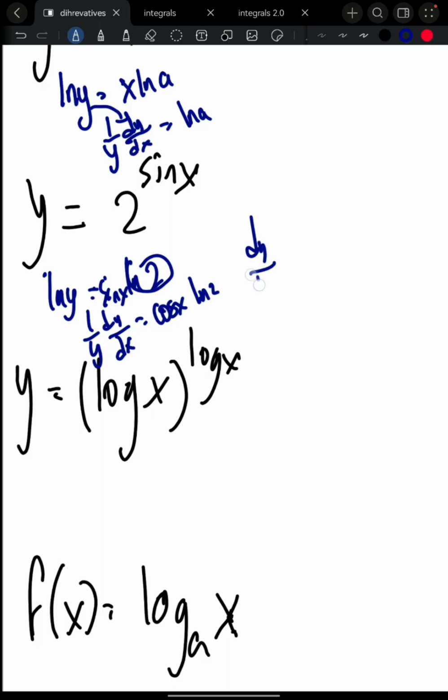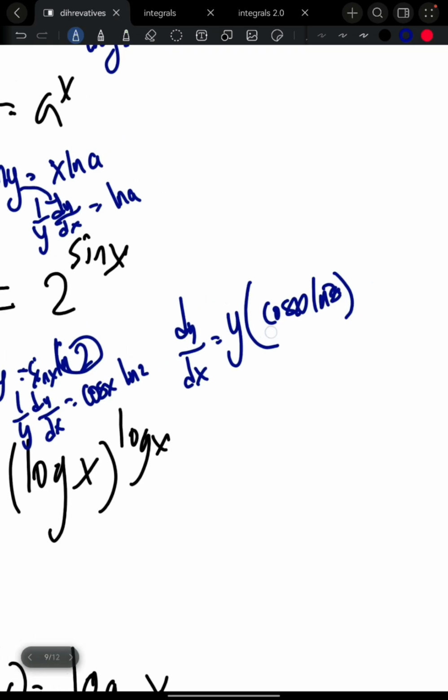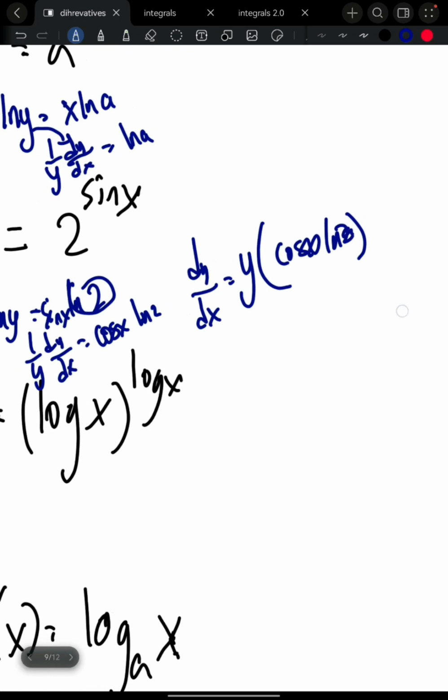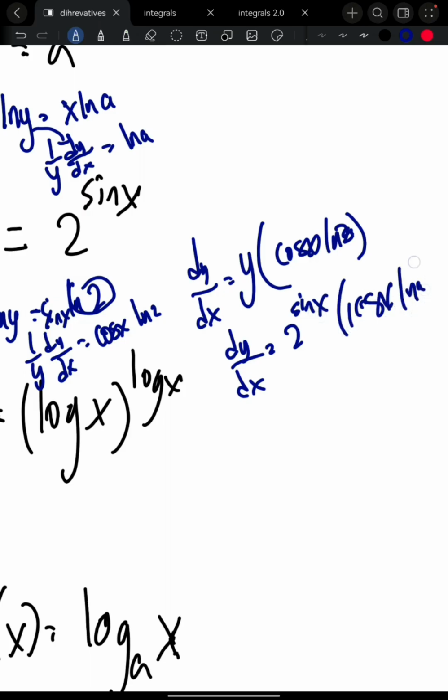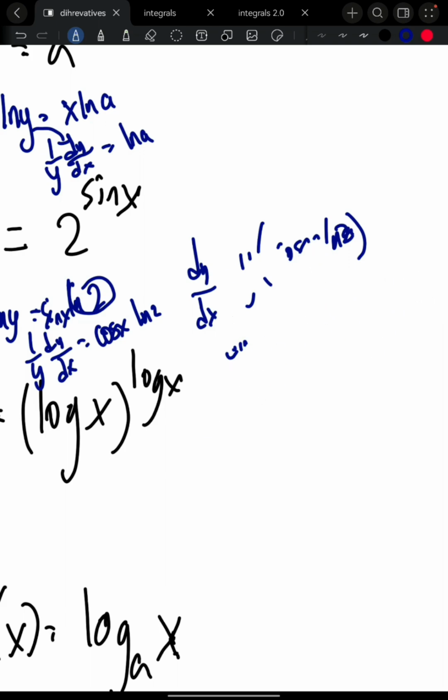Anyways, so you get dy by dx. It's just y times cosine x times ln of 2. And we said y is equal to 2 to the sine x. So you get dy by dx is equal to 2 to the sine x times cosine x times ln of 2. I guess.